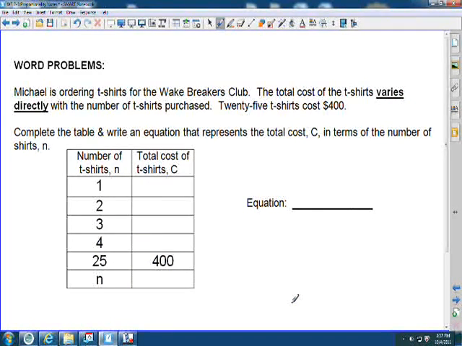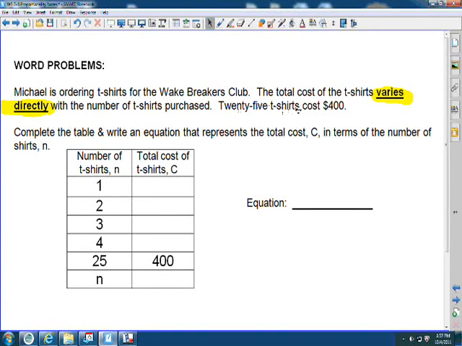Here's the next one. Michael is ordering t-shirts for the Wake Breakers Club. The total cost of the t-shirts varies directly. That is very important. This is going to tell you that it's proportional. It's going to tell you that the constant is 0. And they want to know how much.